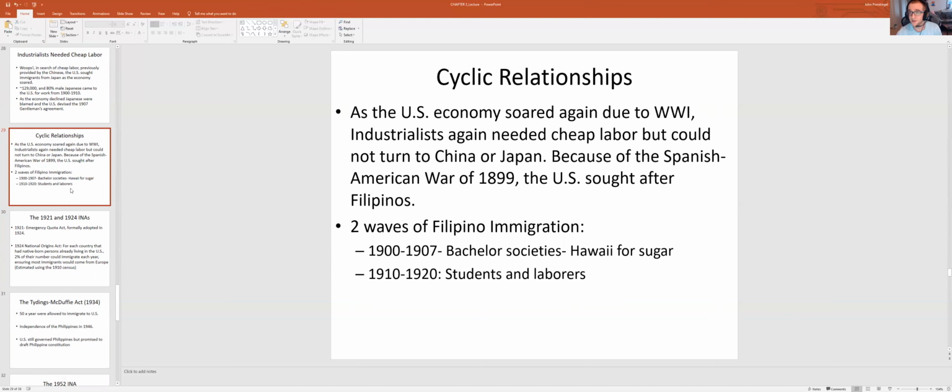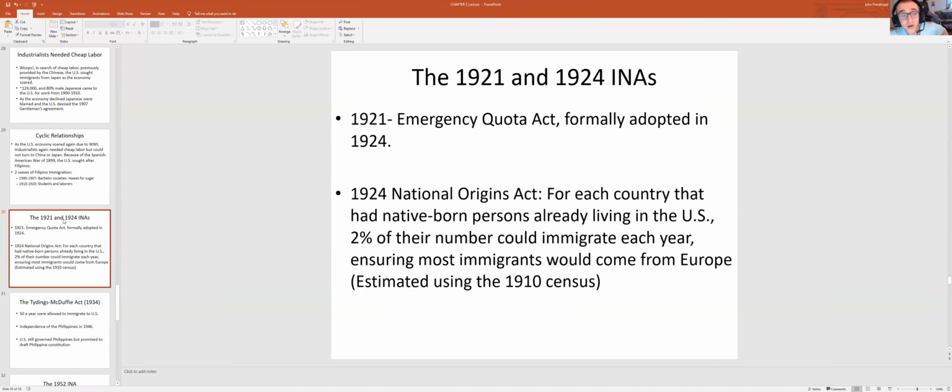So this is just elaborating on what I just said about the cyclic relationships. But now we need to turn to the actual laws and see what they've done. In 1924, the National Origins Act: 2% of every ethnicity in the US was allowed to immigrate each year. Now, let's think about that. In 1924, who made up the overwhelming majority of people in the US? White people. It's not people of color.